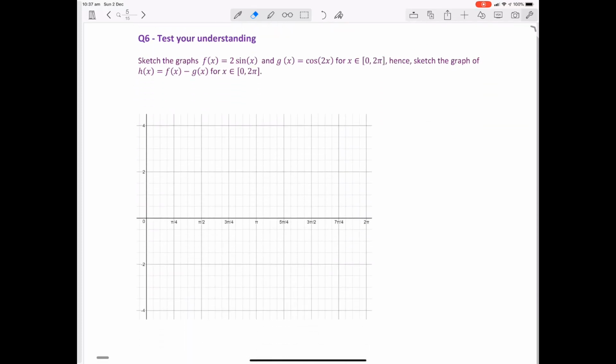Okay, so test your understanding. I've got 2 sine x and cos 2x for 0 to 2 pi, hence sketch the graph of h of x, which is f of x minus g of x. So, to make it easier, f of x minus g of x is 2 sine x minus cos 2x. I'm going to draw this graph as negative cos 2x because it makes it easier.